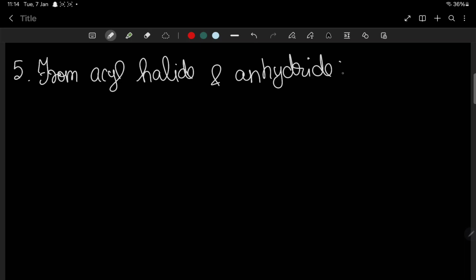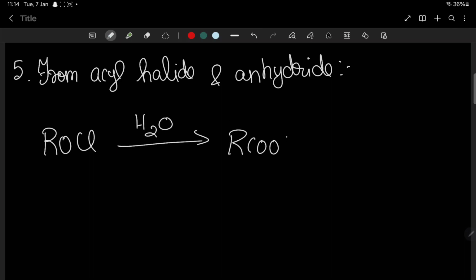Acid anhydride. Simple. Take acyl halide, that is RCOCl. This is the acyl halide. Add water, or hydrolyze. We get RCOOH plus HCl.